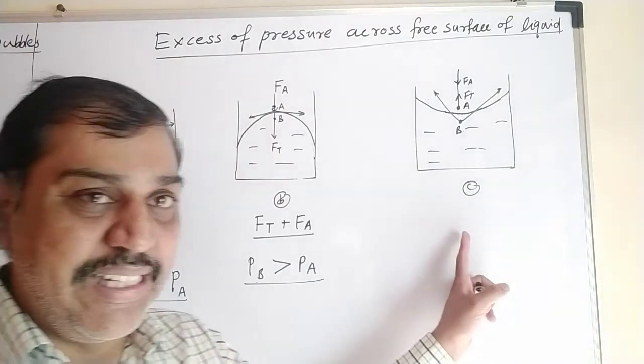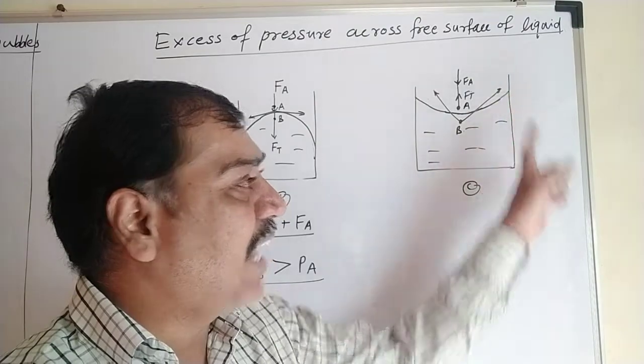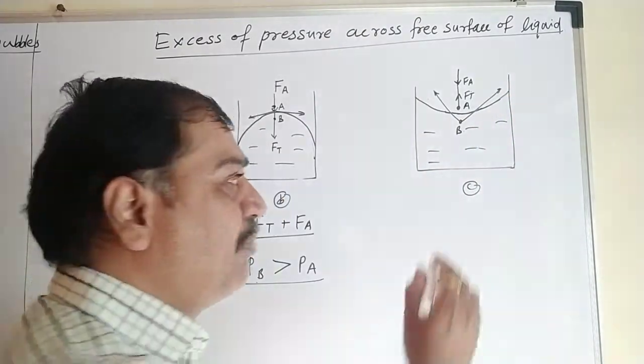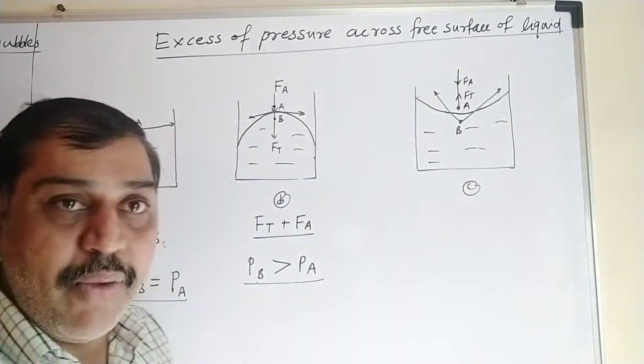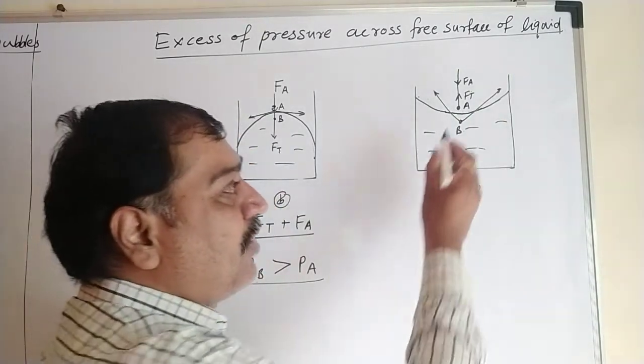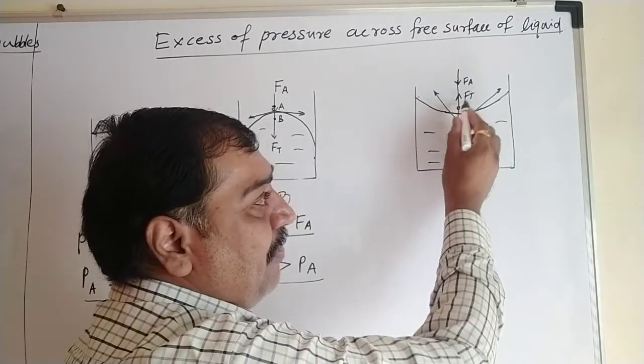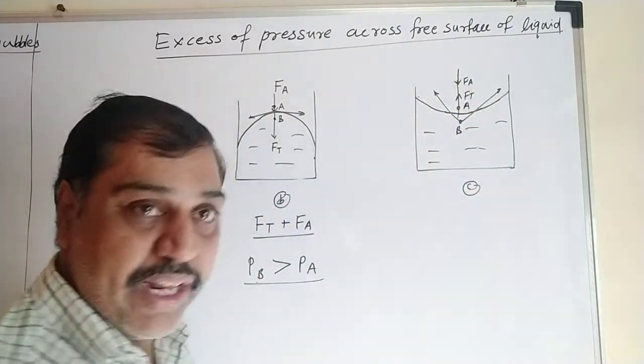Let's go to figure C. In this case, we have taken a liquid such that it will create a concave surface like this, an upper concave surface. Now here the resultant force due to surface tension Ft moves in the upward direction, and Fa comes in the downward direction.